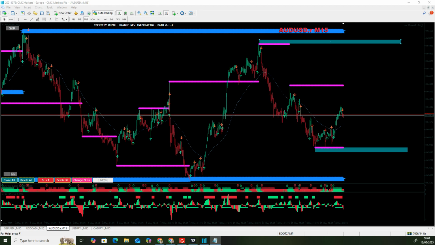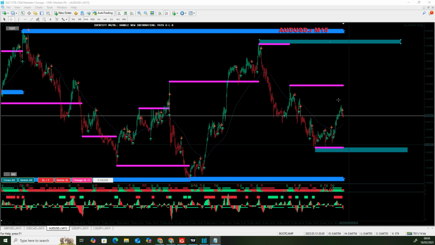AUDUSD, short above. What's the price here? 0.65017. And long below. We want to go long if price gets here, 0.63889.